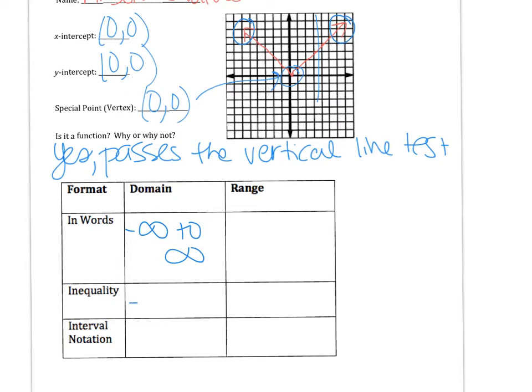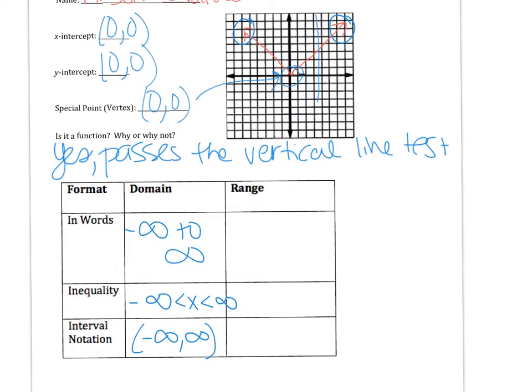So when we go to write it as an inequality, we'll have -infinity is less than x, which is less than infinity. And then our interval is going to be in parentheses. Remember, infinities never get brackets. So our domain could be any real number. It could be anything. For our range, we're going to go from the bottom of the graph to the top.